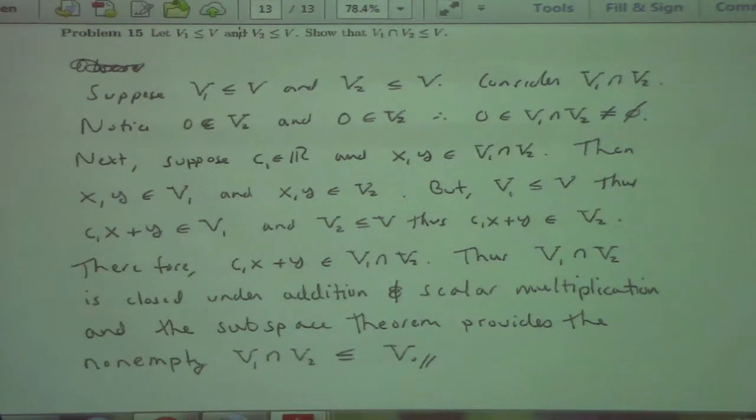Think about the subspace theorem. It's important. All right, enough about the quiz. Do you guys have questions about the test?